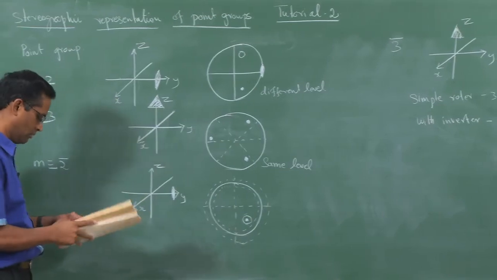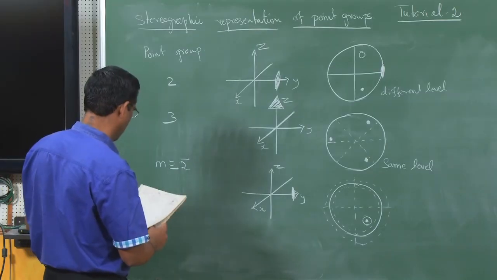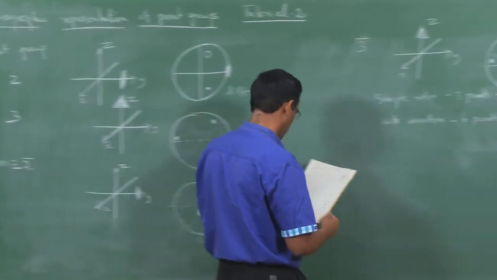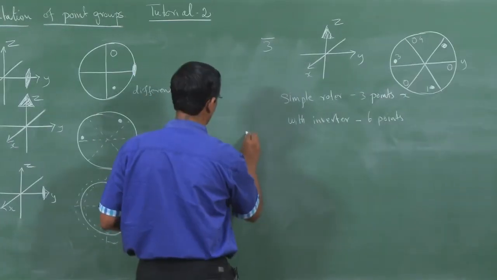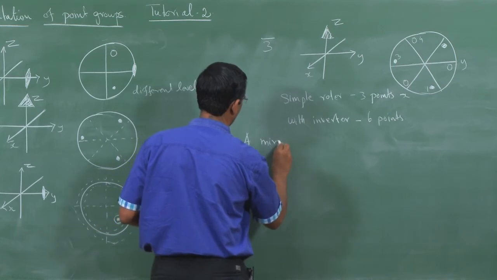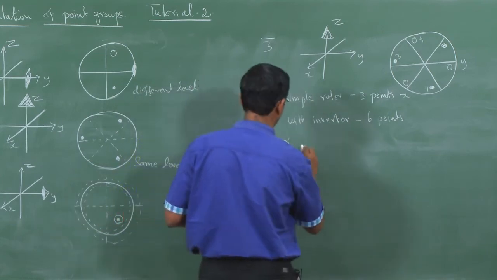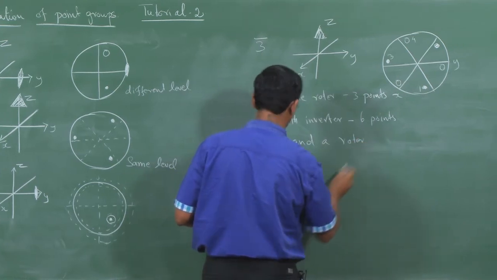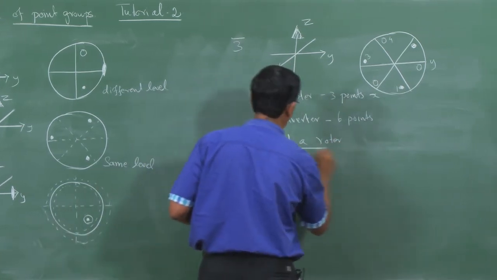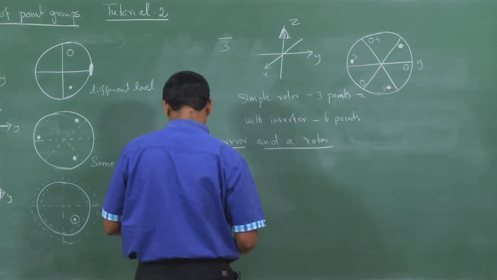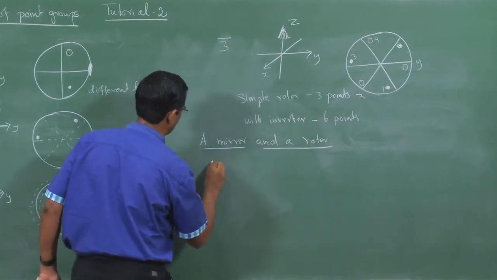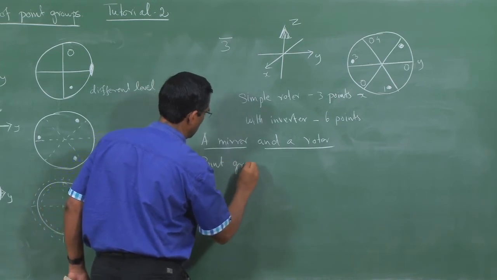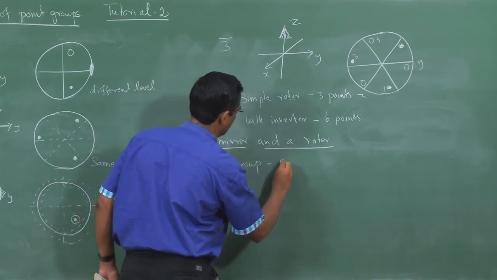That is the idea you have to remember. So, let us go to some more examples where we will combine a mirror with a rotor. For example, the point group 2m.